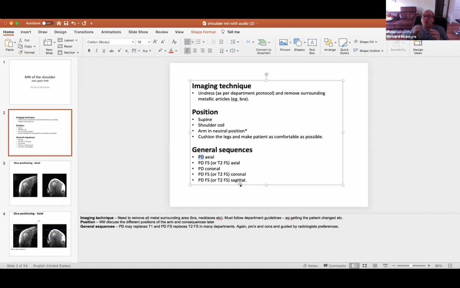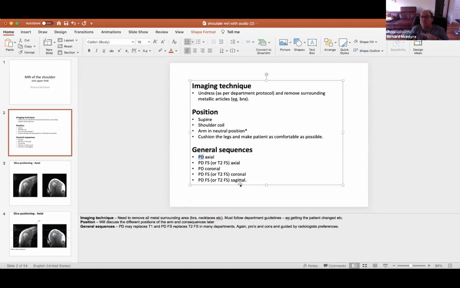Okay, what would be wrong is if you said a T1 and a proton density axial. Okay, so if you just do those sequences or in 3 planes, a T1 and a proton density, they're going to give you the same information. So they're going to give you anatomical information.